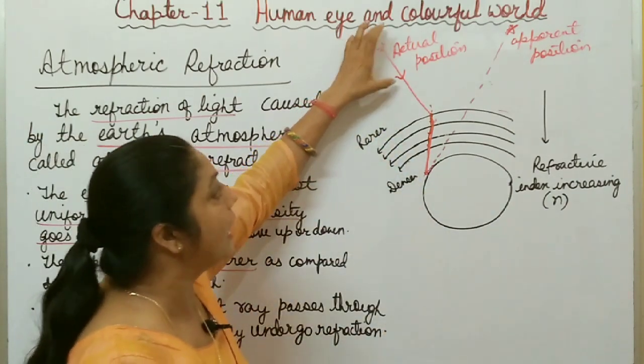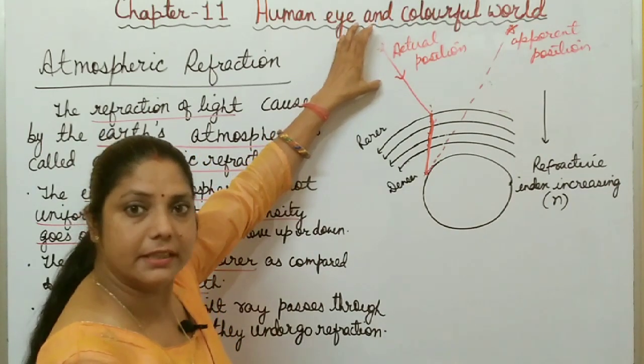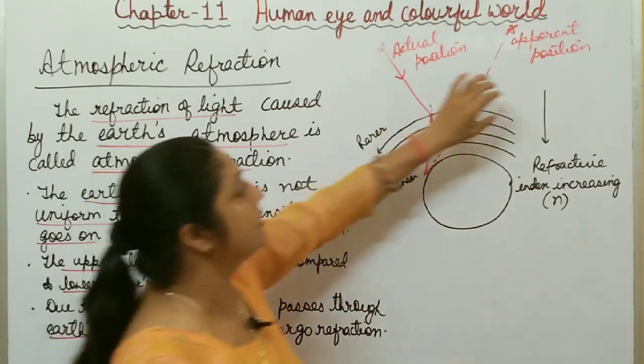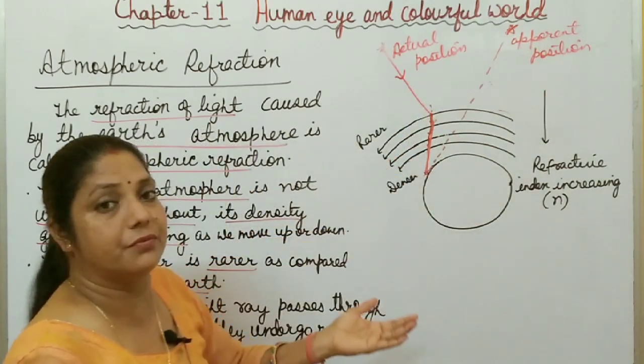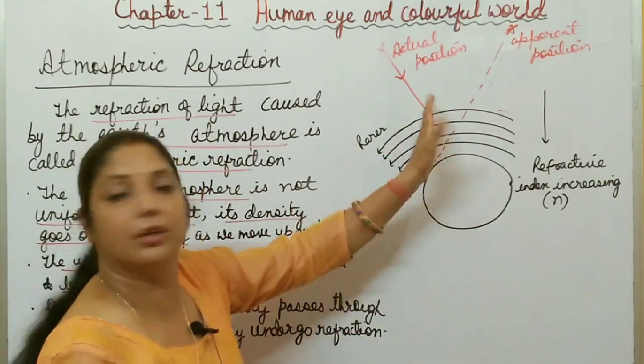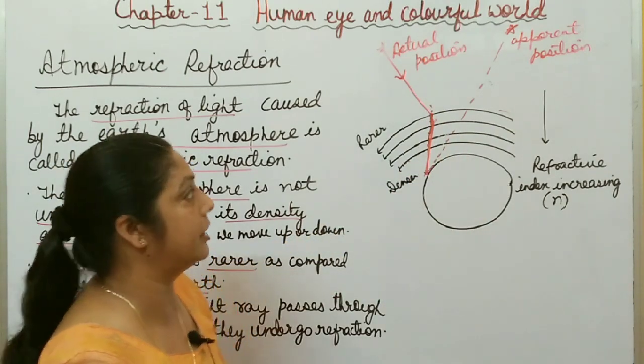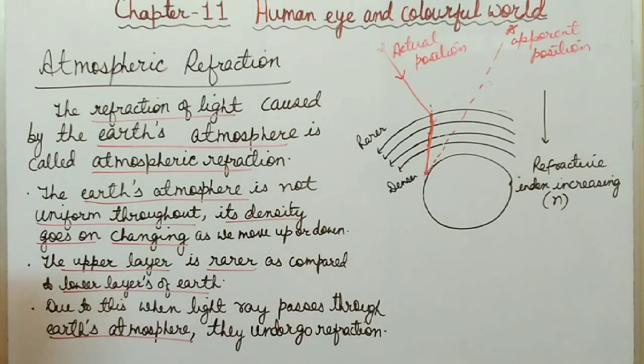and due to this atmospheric refraction, you are not able to observe the actual position of the object in the sky. You are able to observe the apparent position, and the apparent position also changes with time due to the change in temperature of different layers of the atmosphere with time. This is about atmospheric refraction.